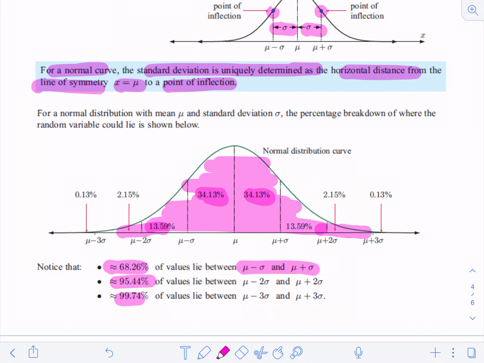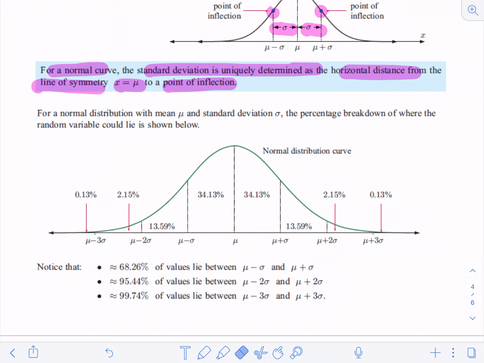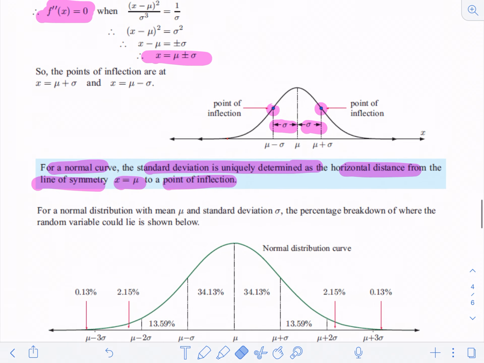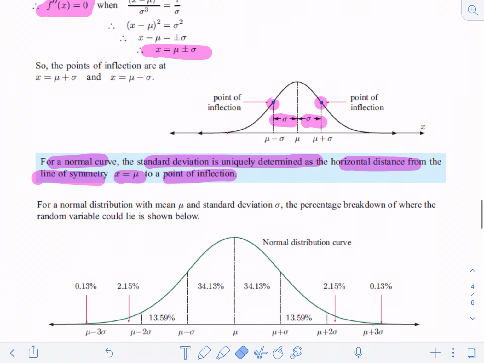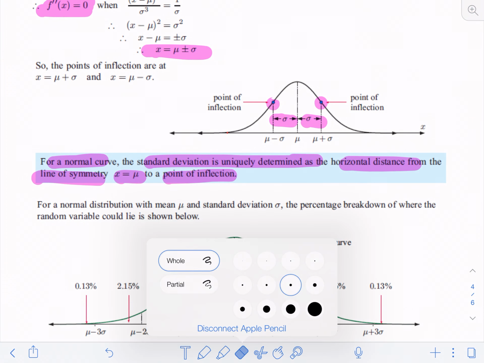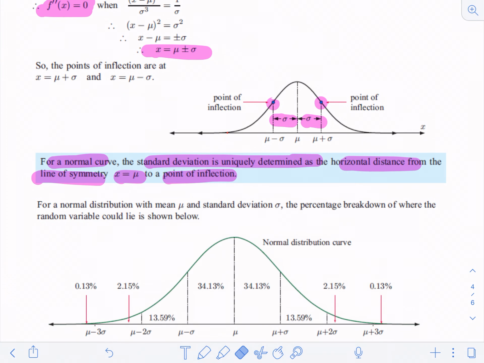Now, do these percentages change? No. But does the curve change based on your mean and your standard deviation? Well, definitely. So for instance, let's say you have a very small standard deviation. Let me go back up here to this example. If I have a very small standard deviation, then my normal curve might look like this, right? Where this is my point of inflection, this is my point of inflection.